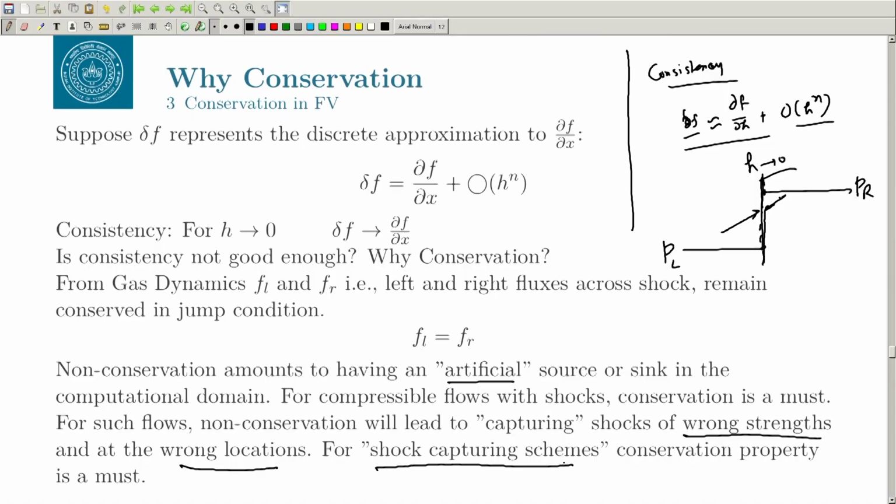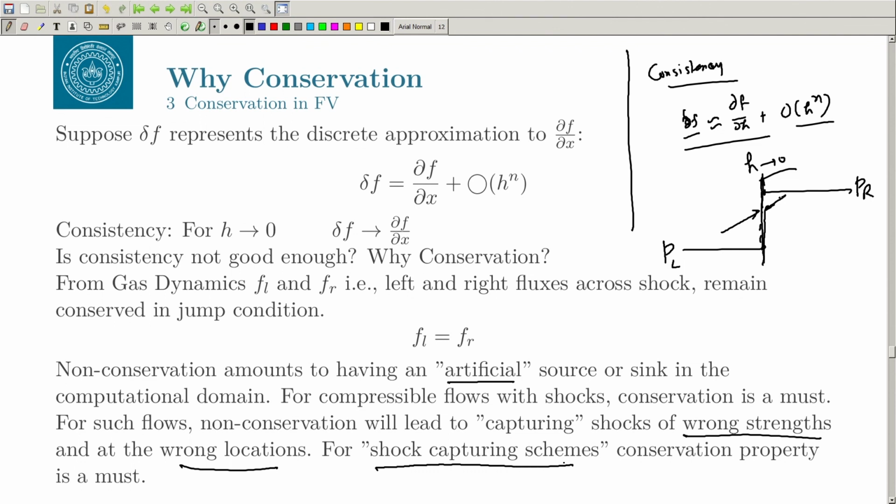The second thing is that finite volume guarantees both local conservation as well as global conservation. That is a very good thing, especially if you have flows which have strong discontinuities, because despite the discontinuity at a given location, your fluxes will remain constant. That is what conservation says.